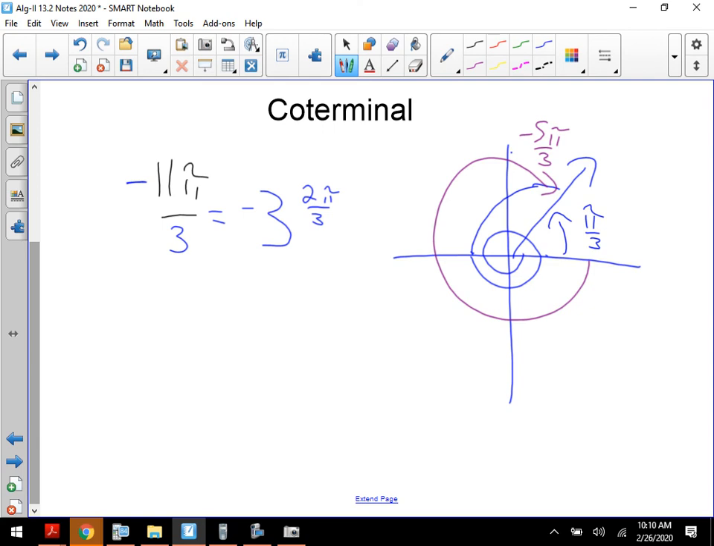I don't think I posted it yet, but I know the PDF is up there. I want you guys to do page 780, number 28 through 58 evens.